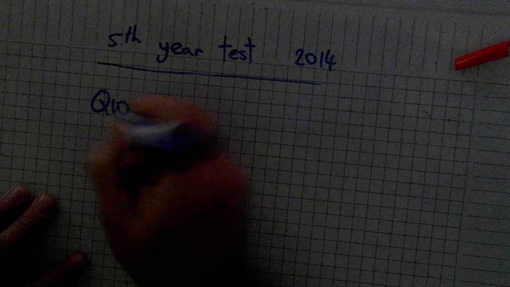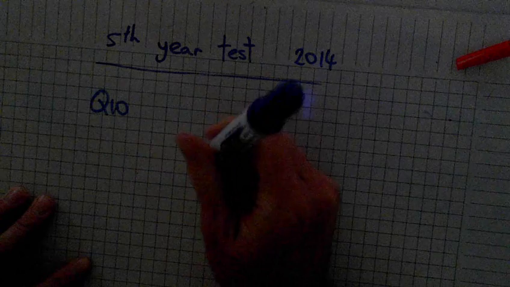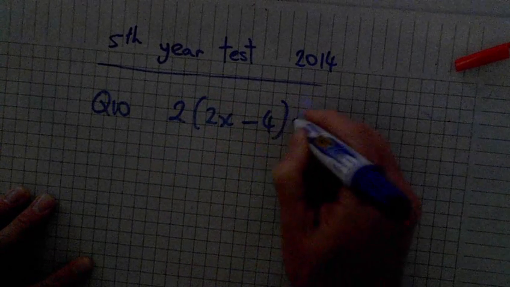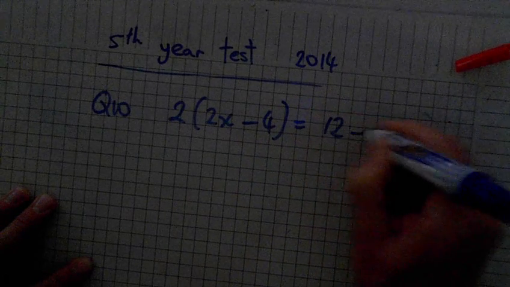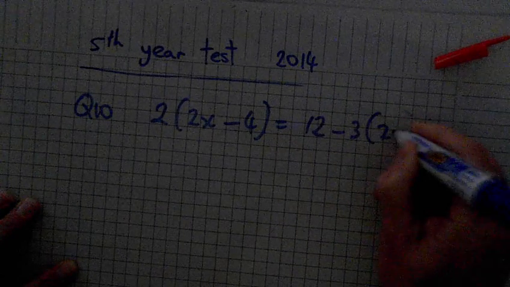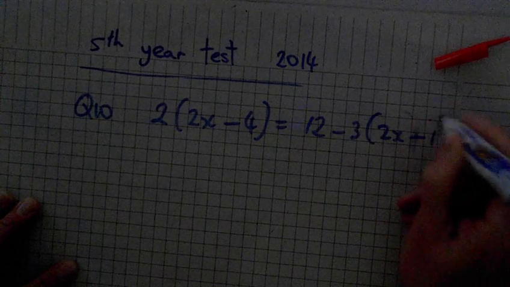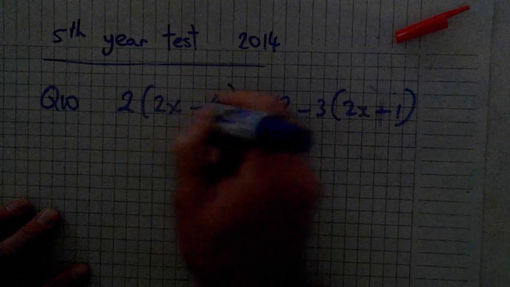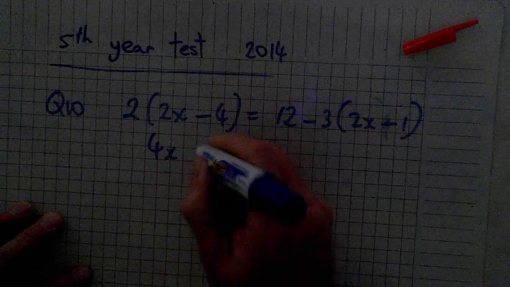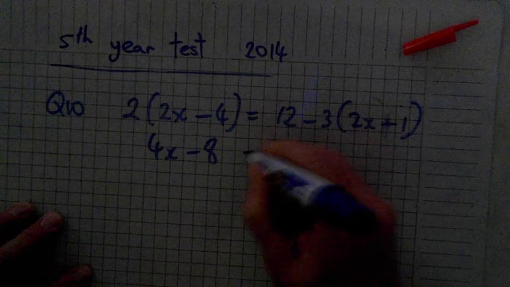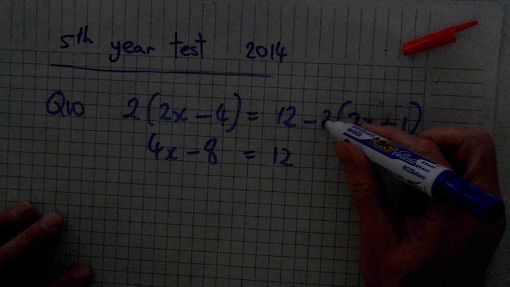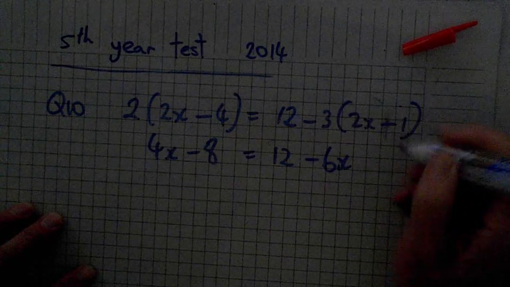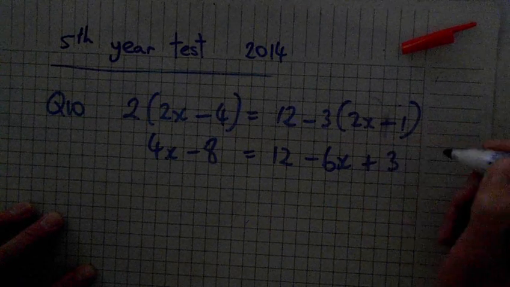Question 10. Find the value of x in the sum. 2x minus 4 is equal to 12 minus 3, 2x minus 1. So you double everything inside here: 4x minus 8. And then you have 12 here, and then multiply minus 3 times 2x, which is minus 6x, and minus 3 times minus 1 is plus 3.